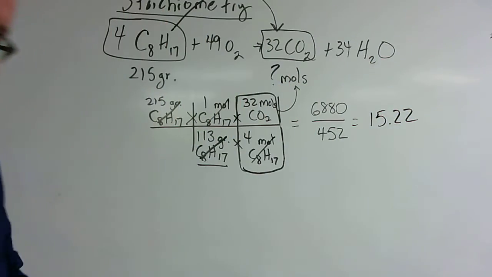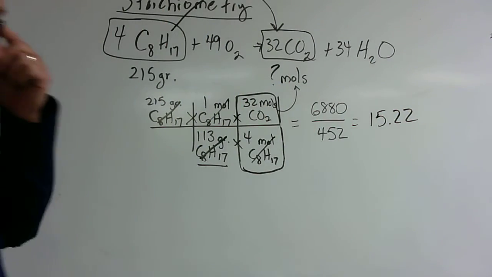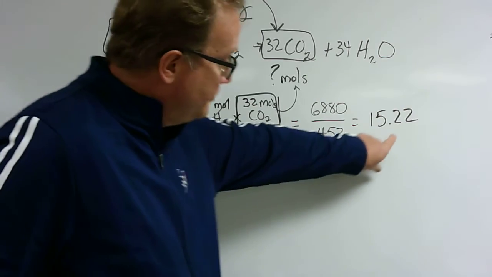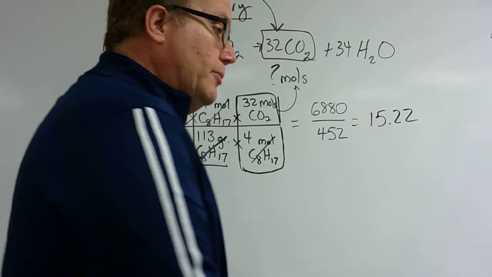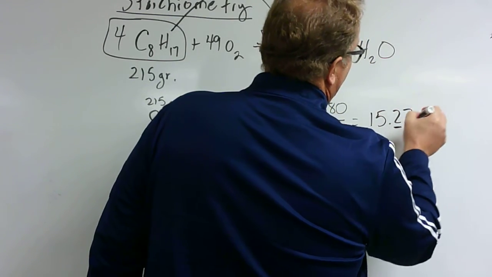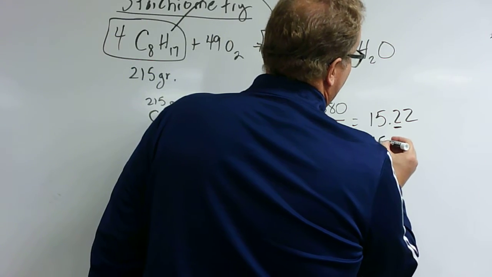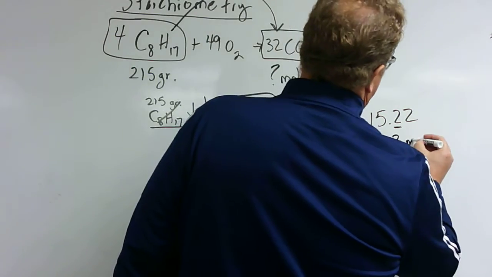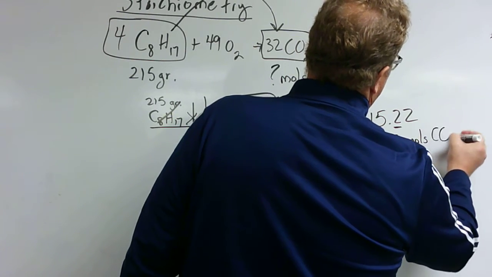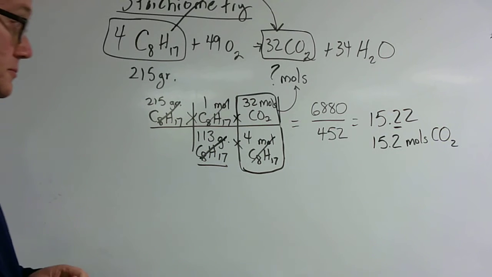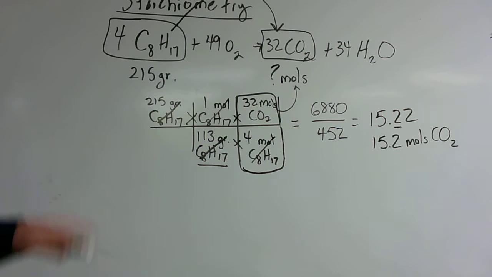Okay, so now we're going to round it. You got 3 numbers here. Your answer has to be in 3 numbers. My third number is this one here. That 2 doesn't do anything with that 2, so now it's just going to be 15.2 moles of CO2. So that is the calculation for that part.